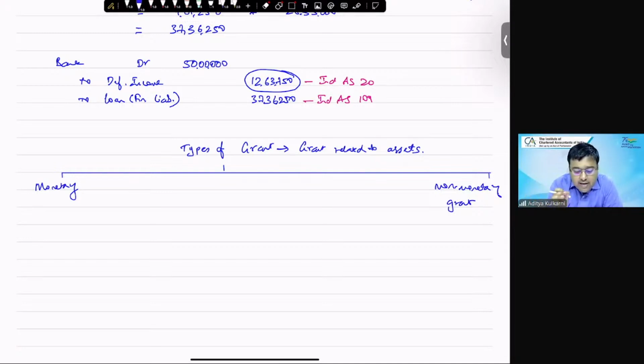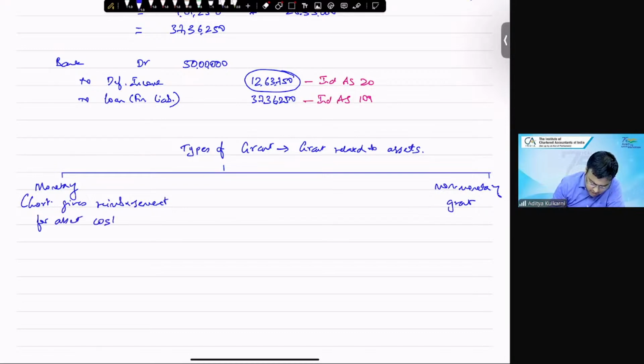When I talk about monetary grant related to assets, government gives reimbursement for asset cost incurred. You have set up an asset, I will pay partially for that asset which you have set up. What is a non-monetary grant?